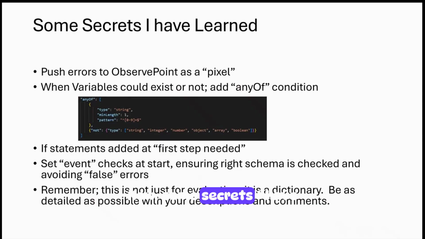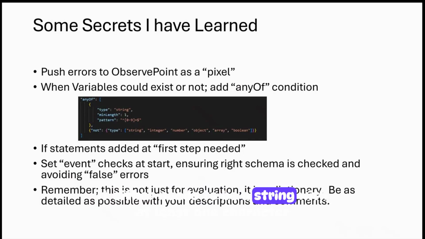Now, some secrets I have learned, especially in the last year. One, you can push errors to ObservePoint as a pixel. This way, they could pick it up a lot more cleanly and send it on. Next, when variables could exist or not, add in an anyOf condition. This way, you're telling it that either one of these needs to be true.